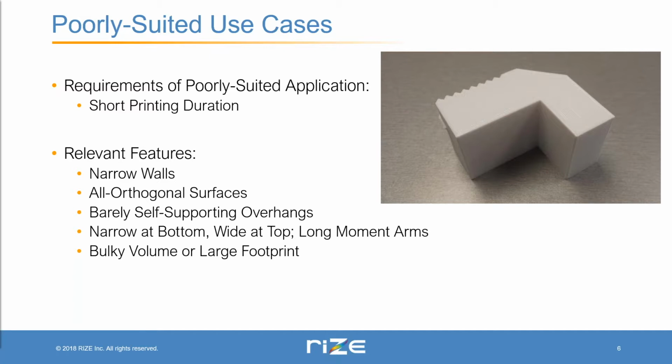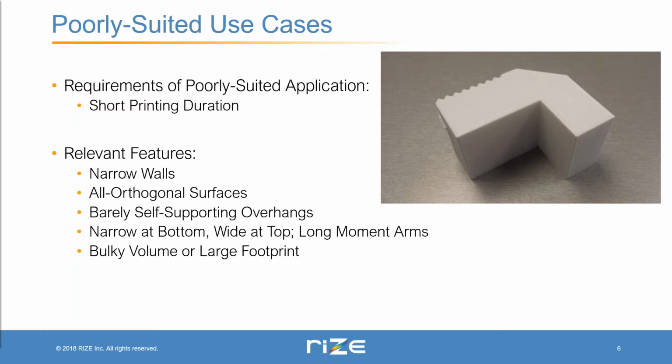Some of the features that should also dissuade you include narrow walls, especially if they're tall, parts that have all orthogonal surfaces, such as the part shown in the image here. You have vertical walls and horizontal walls, but you don't have any curves or slopes, and because of that, using fine resolution for this part would have hardly any effect at all. However, it would likely cause a significant increase in print duration and possibly some other negative effects if used improperly.